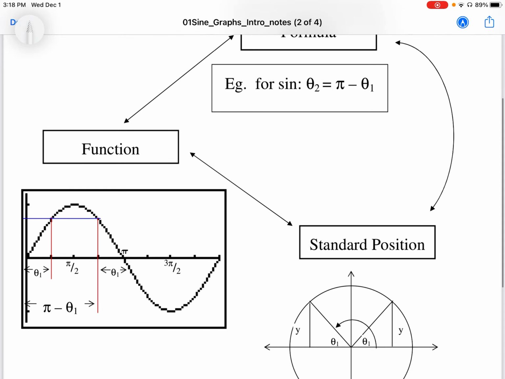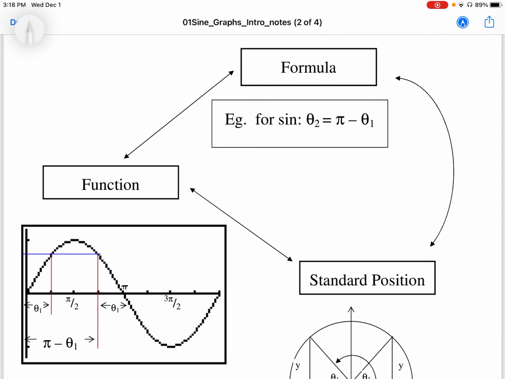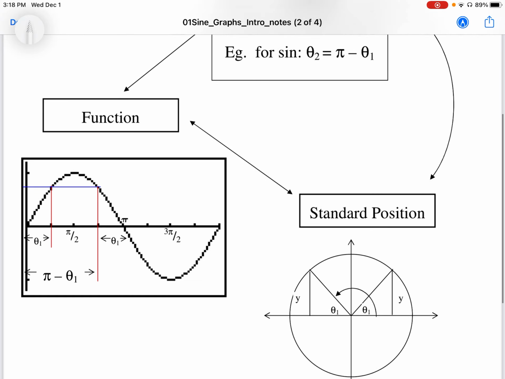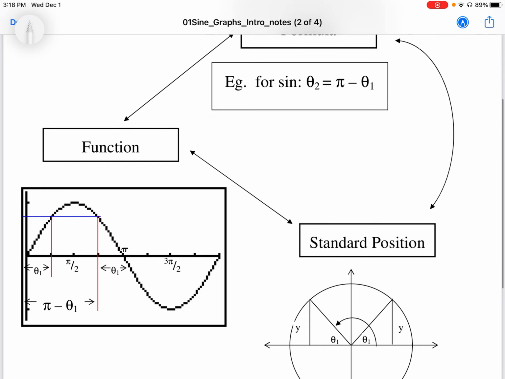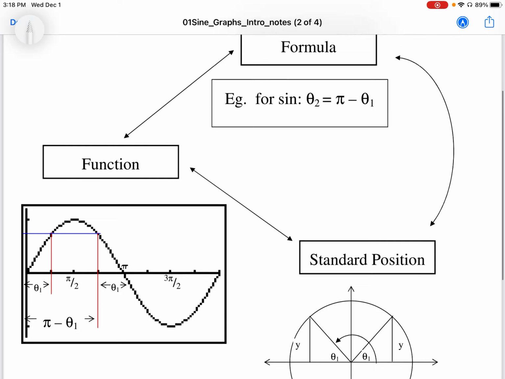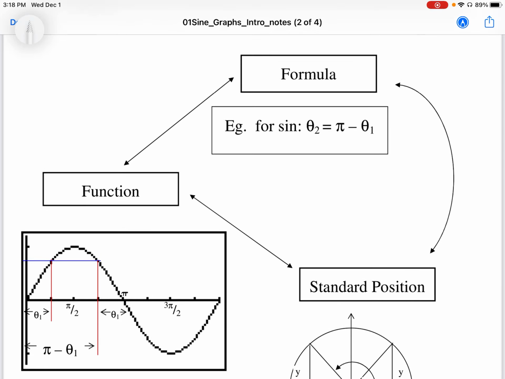So there is an interrelationship between the formulas, the function or graph, and the standard positioning, or the XY positioning on the circle. And the better we can understand the interrelationship and how they are related, how one idea can be seen in standard position, that same idea could be seen in a graph, that same idea could be seen in a formula. The better we understand this, the better depth of understanding we'll have of trig in general.